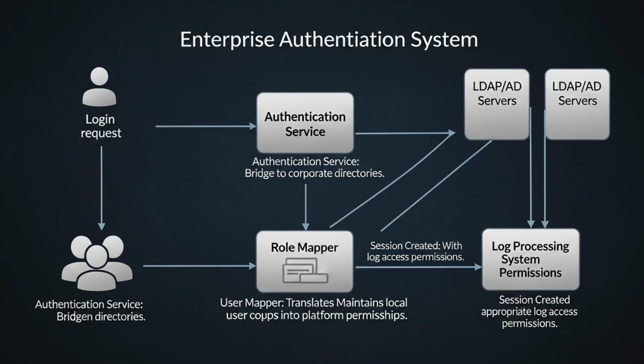Think admin, analyst, or viewer. The data flow is straightforward. A user attempts login. The authentication service queries the directory. If successful, the user sync pulls details. The role mapper assigns permissions, and finally, a session is created with the correct access. This layered approach ensures both security and efficient access control.